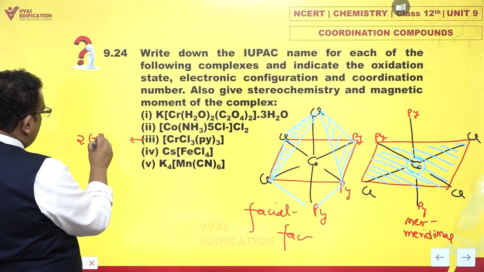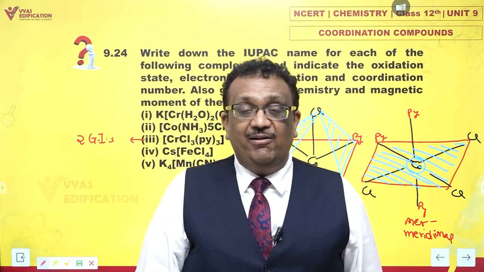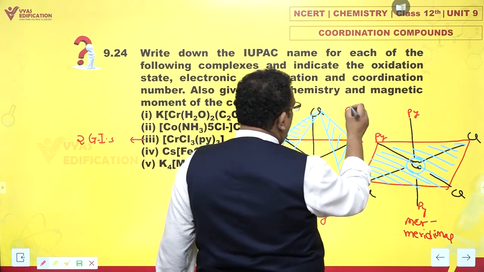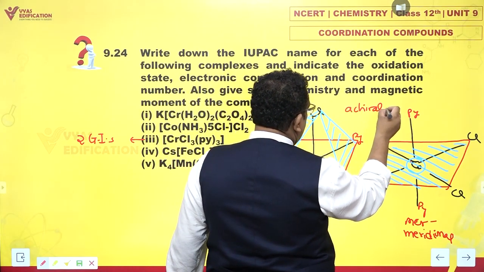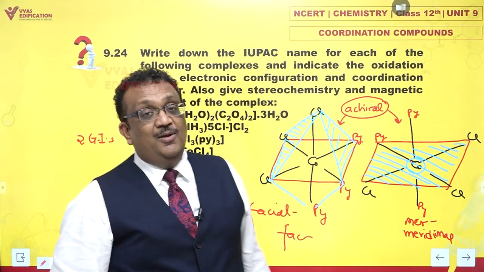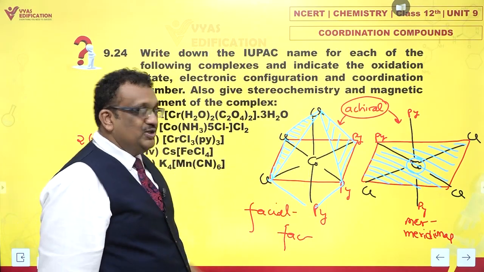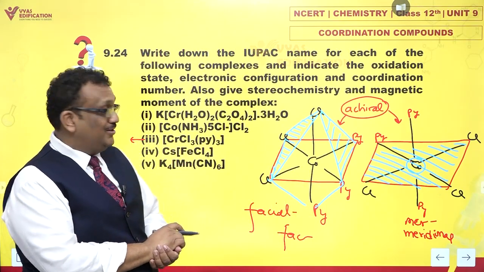Any optical isomerism? No, both of them are achiral. Achiral means not chiral. There is no optical isomerism associated, but they are very much geometrical isomers. This is the third part.